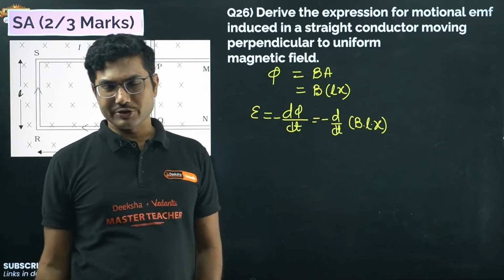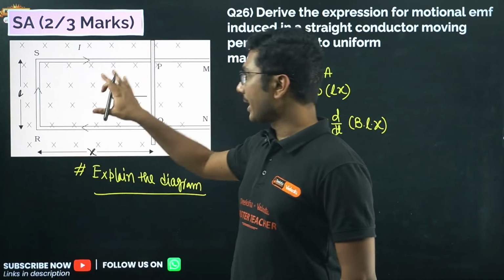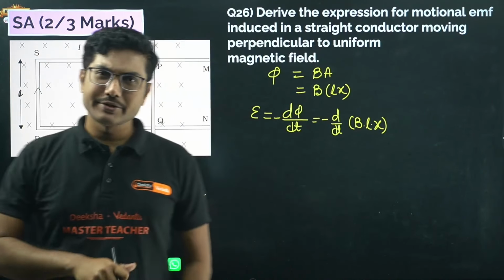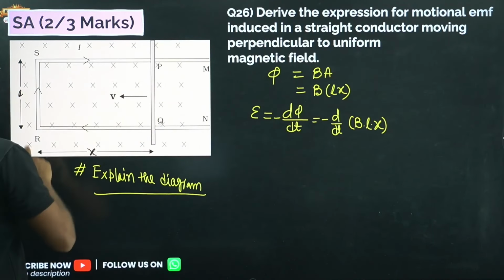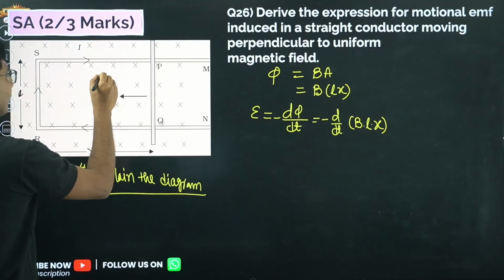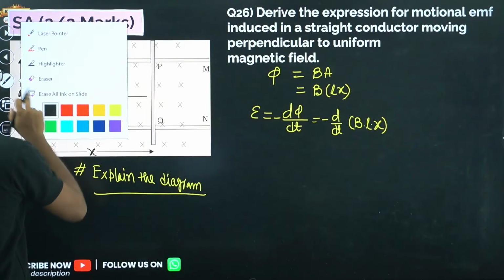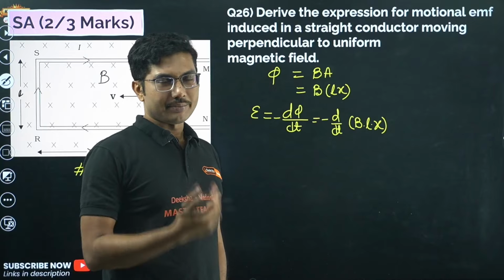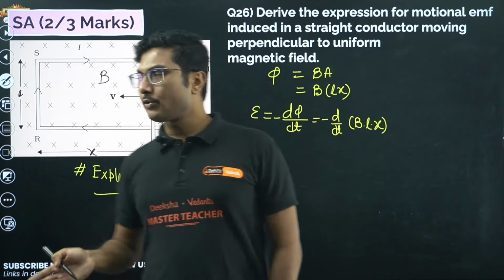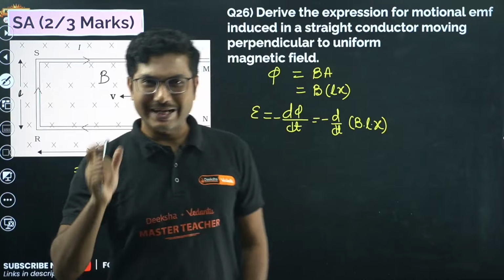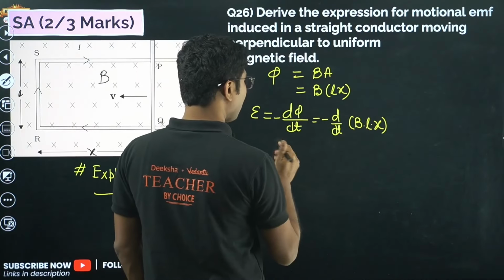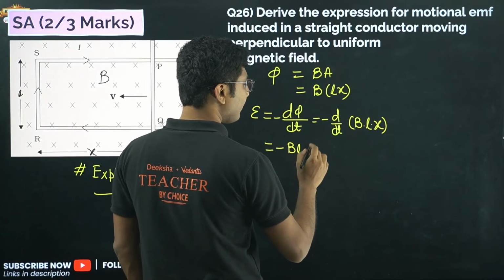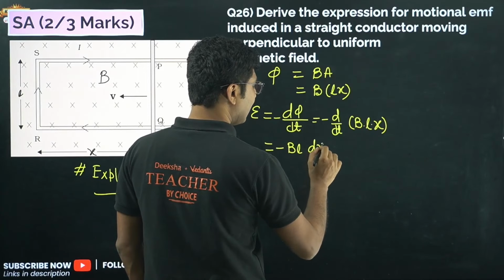Now B is constant, the magnetic field is not changing, so the magnetic field here is constant. The length, obviously this length is constant, it is not changing. The only thing that is changing is x. What is the meaning of d by dt? d by dt represents the rate of change of something with respect to time. With respect to time, only x is changing, so x is the variable, remaining terms are constant. So in case of differentiation, we can take the constants out of the differentiation, and we can write dx by dt.